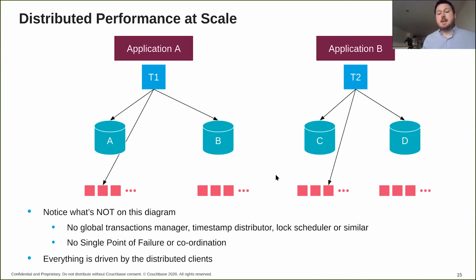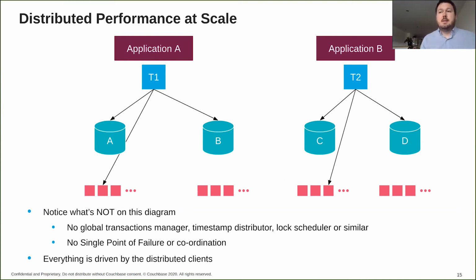Now, the great thing about the architecture that we've written is that there is no interaction between transaction 1 and transaction 2 here at all. They're not touching the same document, so they don't need to interact, and they don't. Because notice what's not on this diagram. There's no point of coordination where both transactions are also having to write to a global transactions manager or a lock scheduler or a timestamp distributor or any of these single points of failure or contention. So this means this can just keep scaling very, very well.